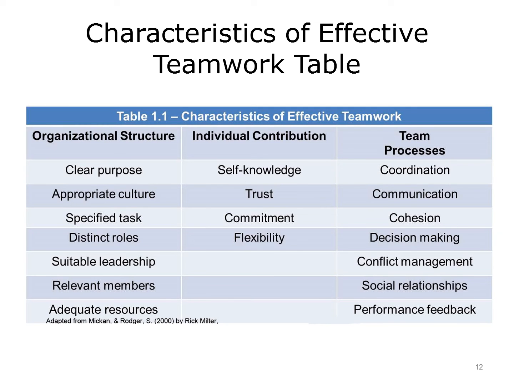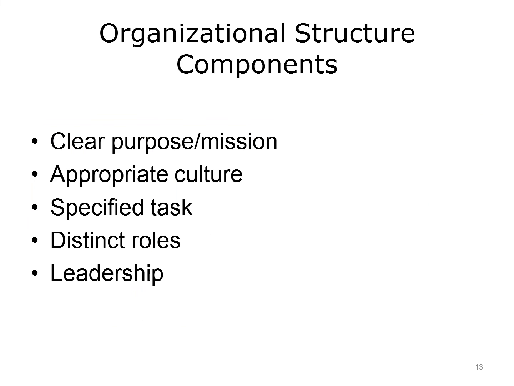Here is a grid that lays out the three structures that are characteristic of effective teams and some of the detailed elements within each. We are going to discuss each one in turn, starting with organizational structure. As can be seen on the slide, effective teams have an organizational structure that has a clear purpose, appropriate culture, and a specified task. Clear purpose is pretty straightforward and easy to understand.